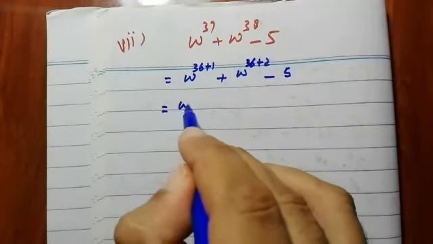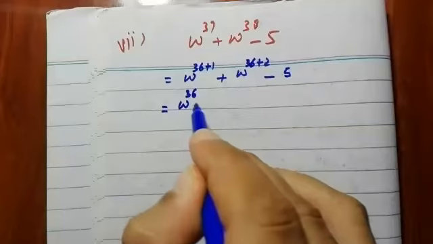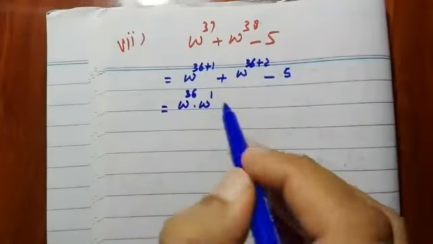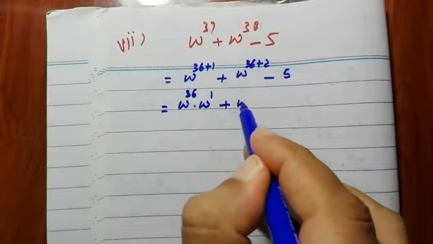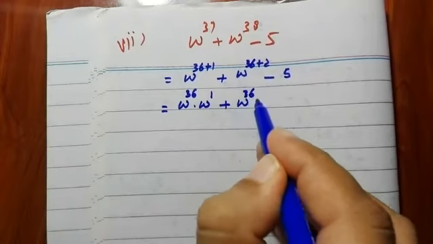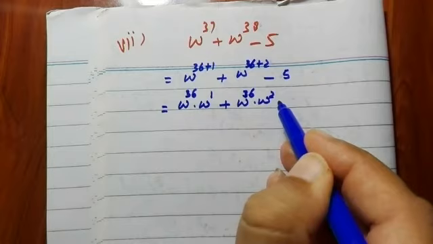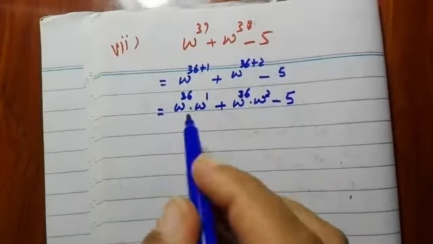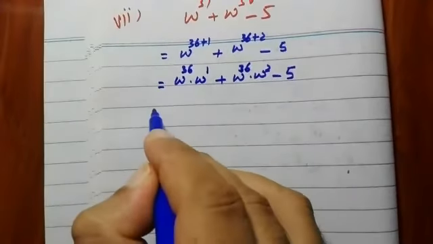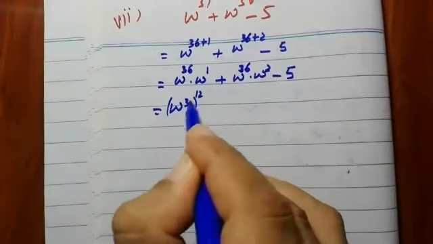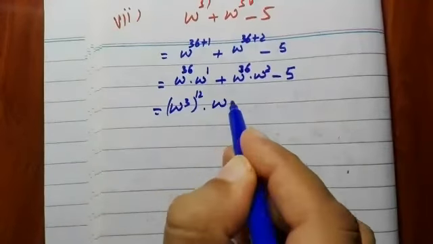First you will write it separately. Omega raised to power 36 and omega raised to power 1 will be separated. This is the rule that we used, the laws of exponents in grade 9. So you will separately write it as omega 36, and omega square minus 5 will be as it is. Now you will write 36 as 3 raised to power 12, 12 3s will become 36. Keep omega as it is.